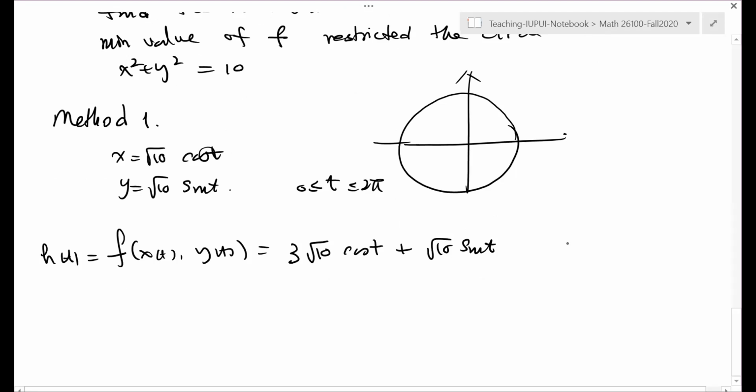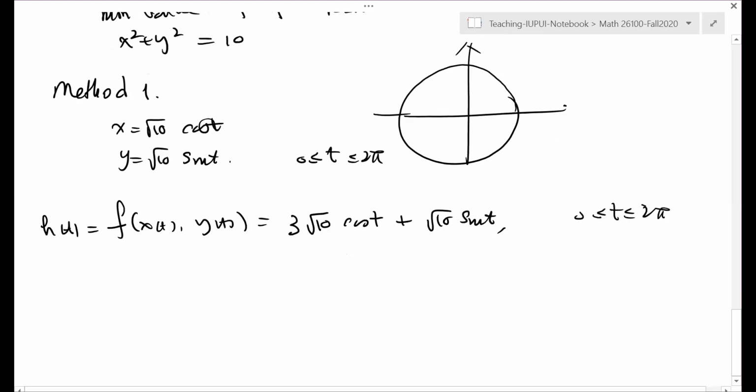Right? And this function is defined on this closed interval. So you convert the problem in the two-dimensional case to a problem in the one-dimensional case. So you just need to find the maximum value for h of t and the minimum value for h of t. Now, how to do that? We're back to Math 165, Calculus 1.